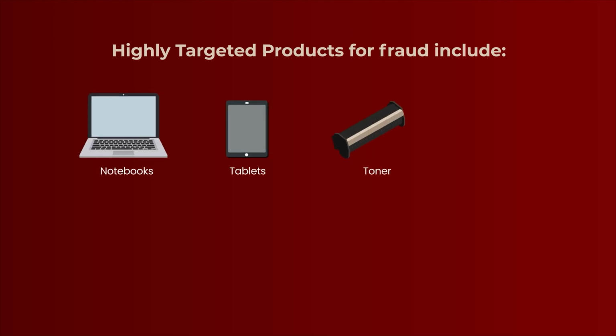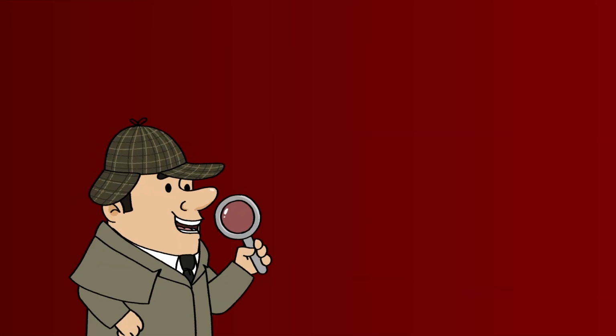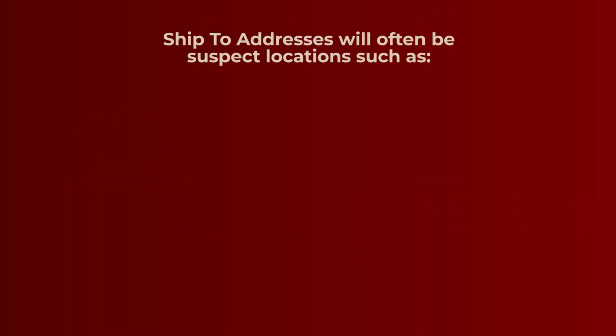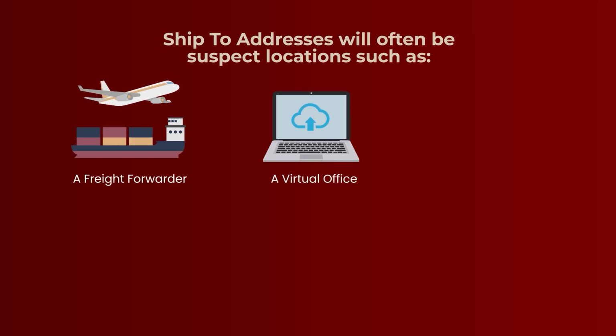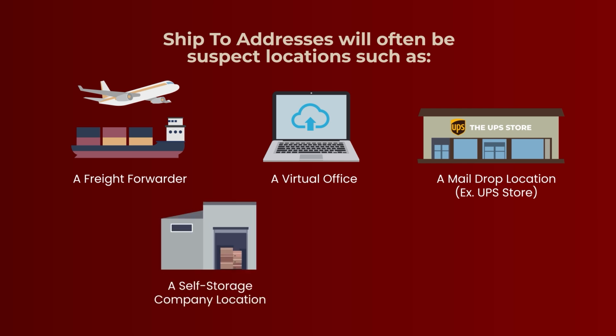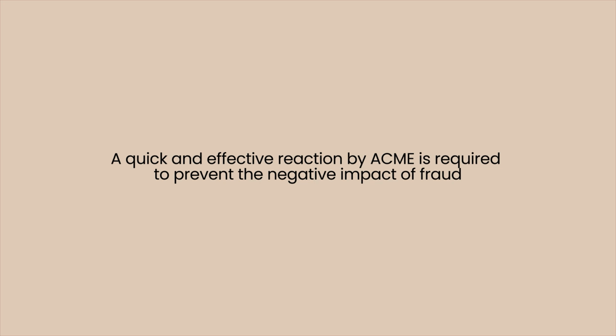Highly targeted products for fraud include notebooks, tablets, toner, processors, hard drives, projectors, routers and switches, and Apple products, which are highly targeted in Europe. In addition to targeted products, it's crucial to assess where orders are shipped. Ship-to addresses will often be suspect locations such as a freight forwarder, a virtual office, a mail drop location, for example, UPS store, a self-storage company location, or a residential address. Always verify shipping legitimacy.